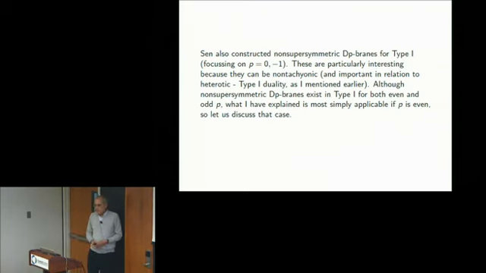What I've explained is most simply applicable if p is even, so let's discuss that case. But Eric had asked me if it's interesting to put more than one boundary fermion. So for p odd, it's useful to put two boundary fermions. That's the case I know where it's useful, but I don't know for sure about other cases.